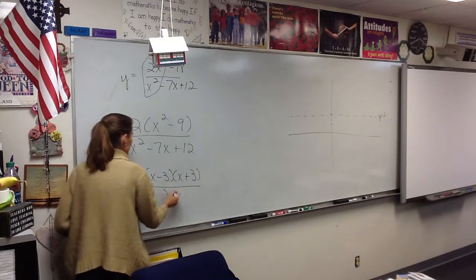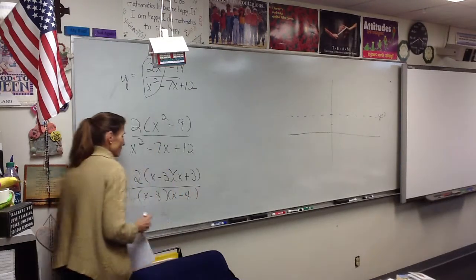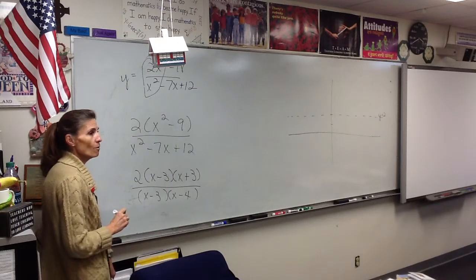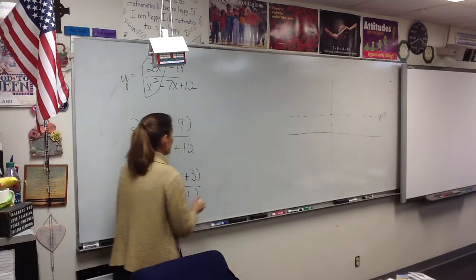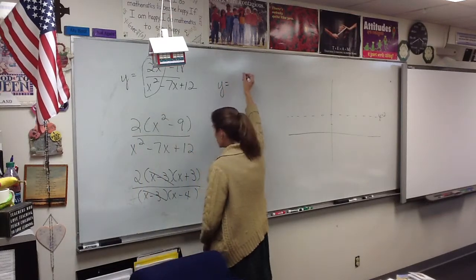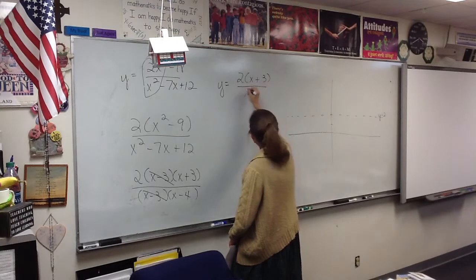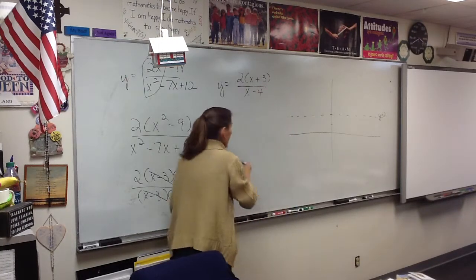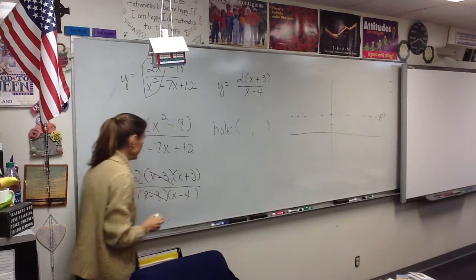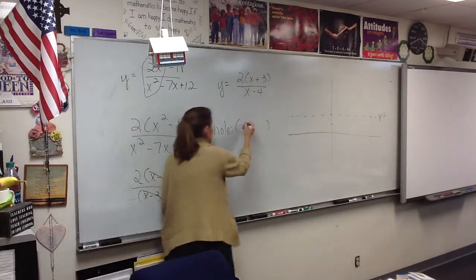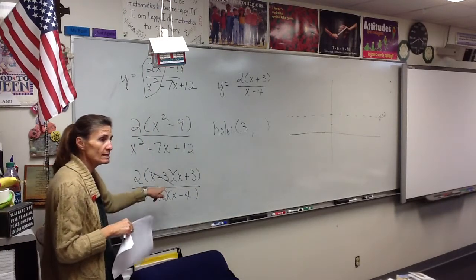And what's on the bottom? X minus 3, X minus 4. Uh-oh, what happens? We got a hole. By the way, you will never find that if you don't factor. You have to factor. Where is the hole? Where x is 3. Look at what canceled out. The hole is at 3.